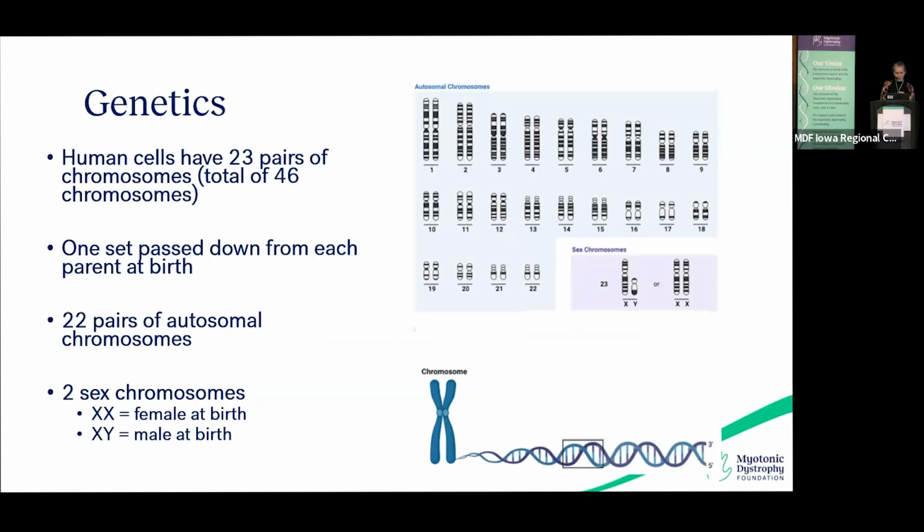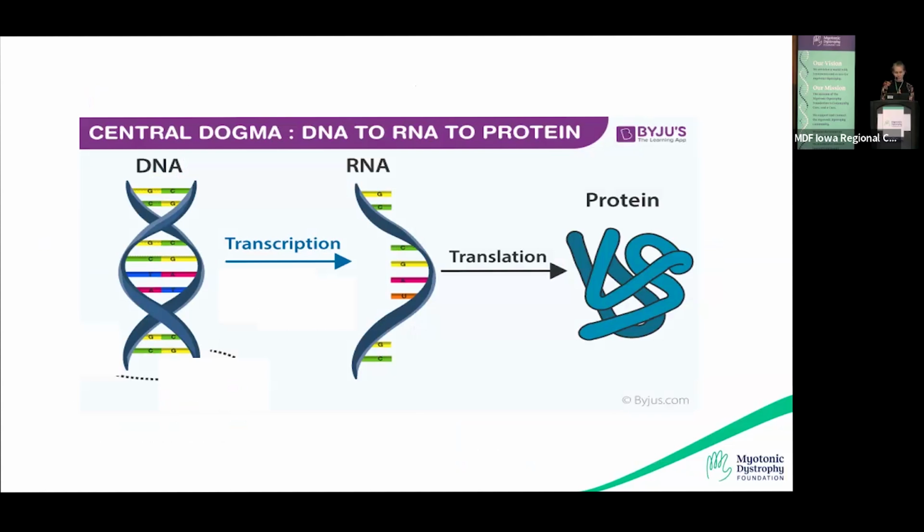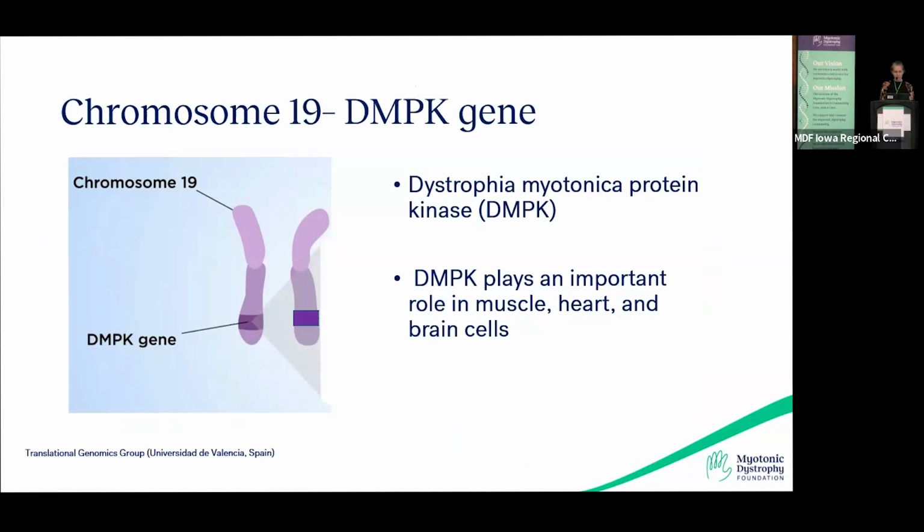Looking at all the chromosomes here, the one that we want to zero in on is chromosome 19, and this is where DM1 starts out. To understand that, we need to talk a bit about the central dogma of biology. The DNA, the blueprints, is transcribed into RNA, which is translated into proteins that are essential for everything within our body and everything that we do.